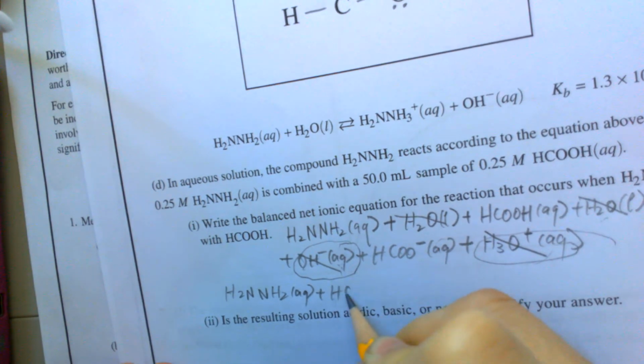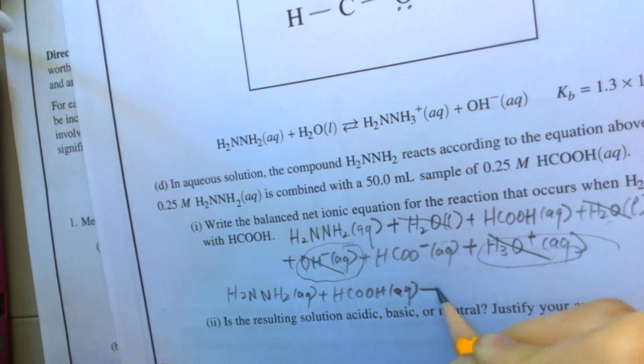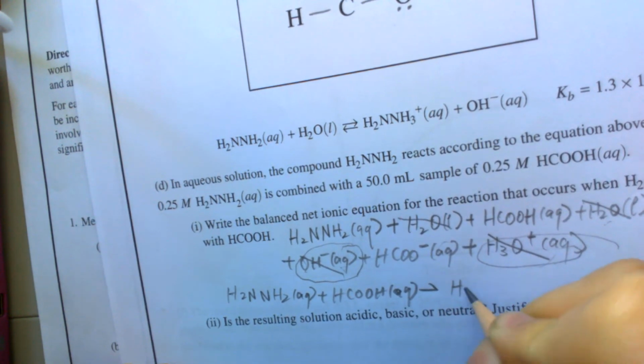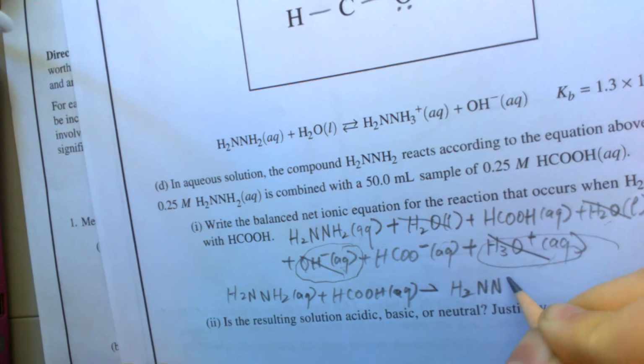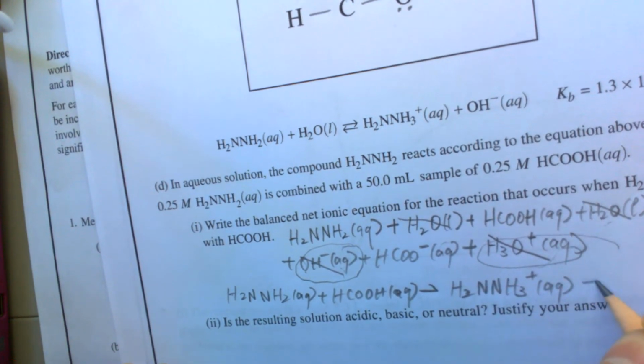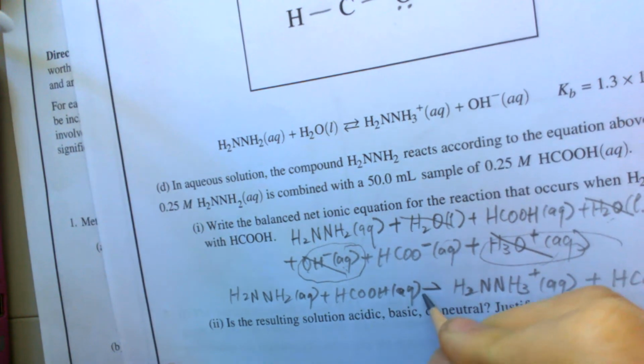I'm going to write faster. Aqueous form H2 and H3 plus aqueous plus HCOO minus aqueous. Okay.